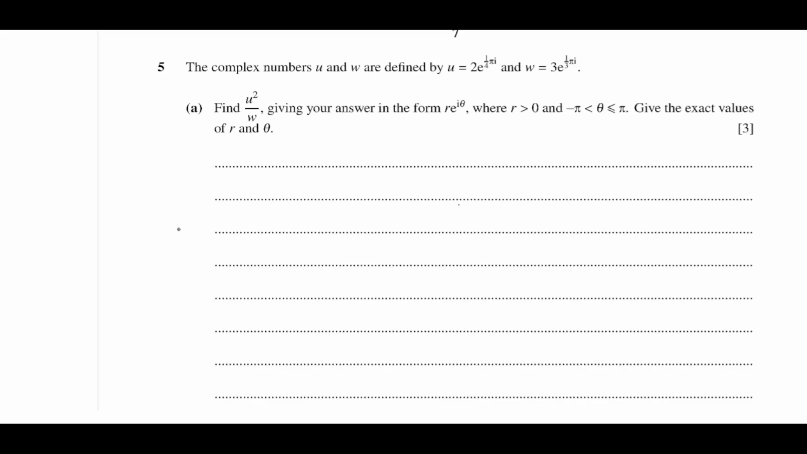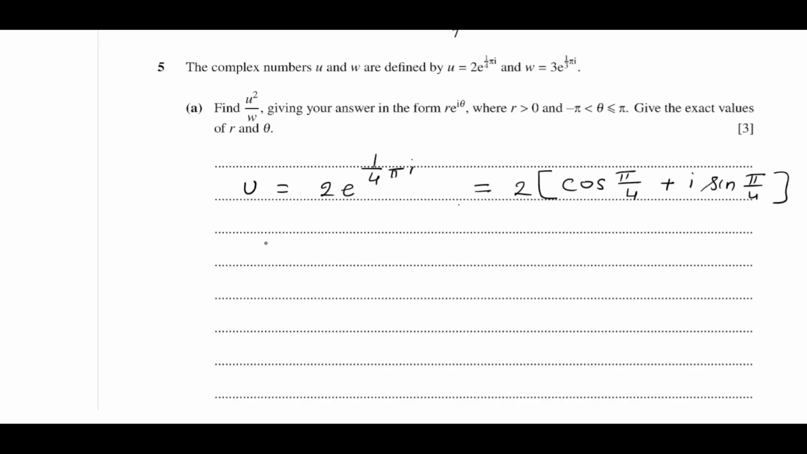Okay, so here we will start with u, which is given as 2e^(πi/4). I have to find u squared. Now this u can be written as r e^(iθ), which can be written as cos π/4 plus i sin π/4.